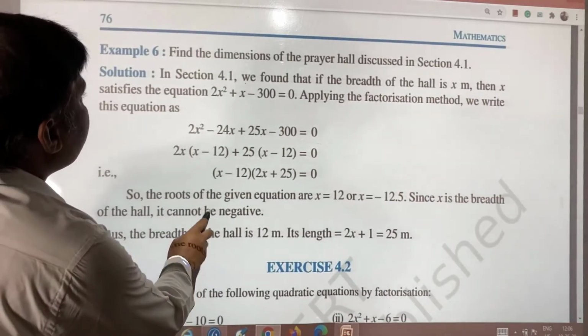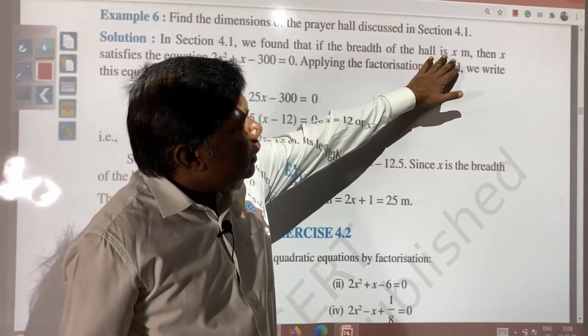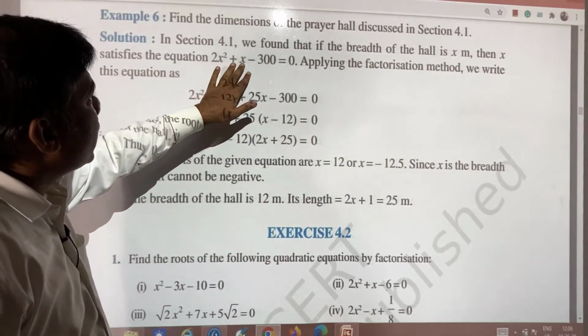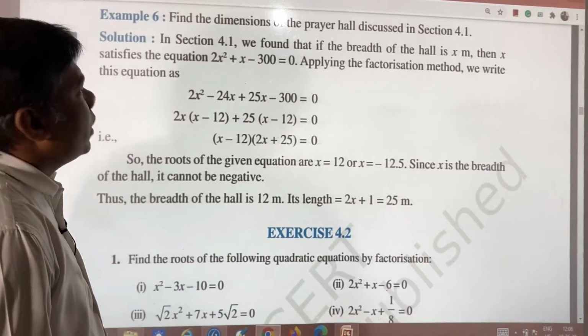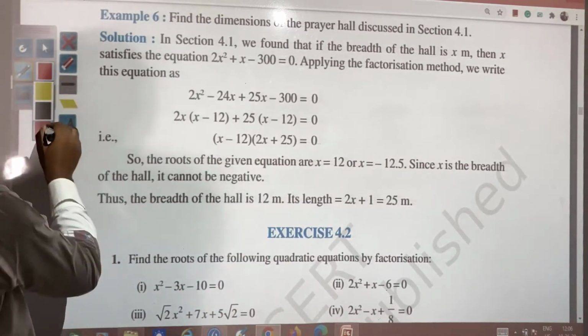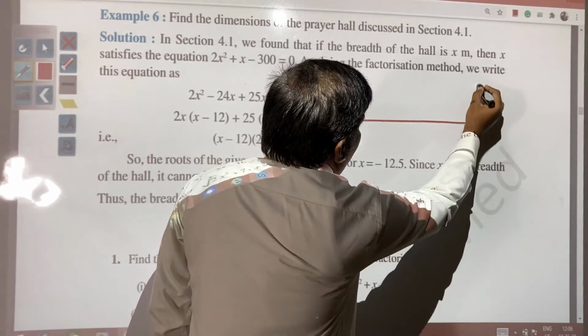Here you see, we found that if the breadth of the hole is x meter, then x satisfies the equation 2x square plus x minus 300 is equal to 0. Applying the factorization method, we write this equation in this way. Here you see what you had. This was your hole.